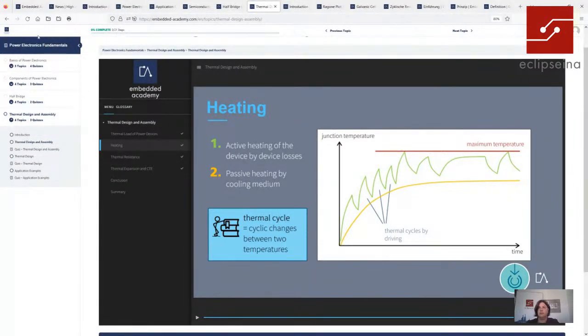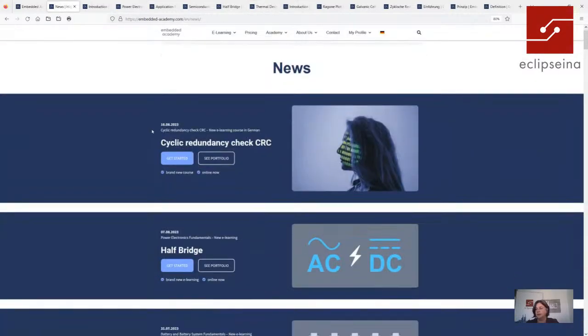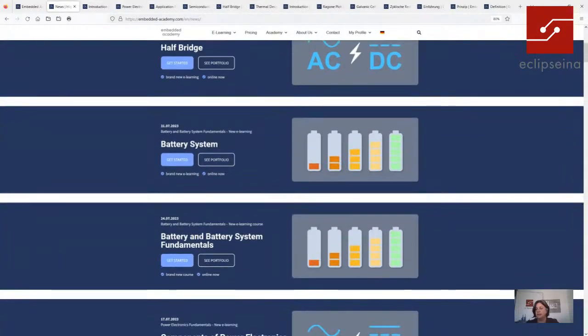The next topic, going back here, was the release of battery with the battery unit and also the battery system. Both we released in July, so this course is already complete. And then we also have a look into the course.